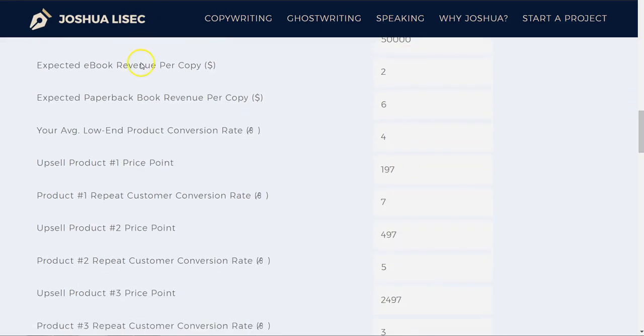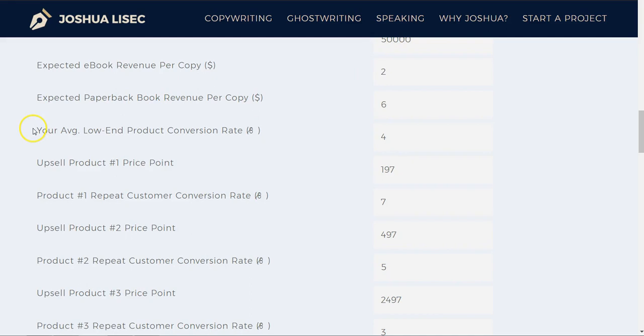Now, expected ebook revenue per copy. That's going to be about $2 if you're independently publishing through the CreateSpace platform. That's on Amazon if you're following that, as opposed to a traditional publisher where you might get a few cents per copy. And if you're going the paperback route, then the revenue per copy is going to be about $6. Let's say your book is $15 and you're publishing again through the CreateSpace platform independently, no middleman, as it were, part of the deal. So let's just say the average is going to be about $4 there. So that's what goes into the calculation.